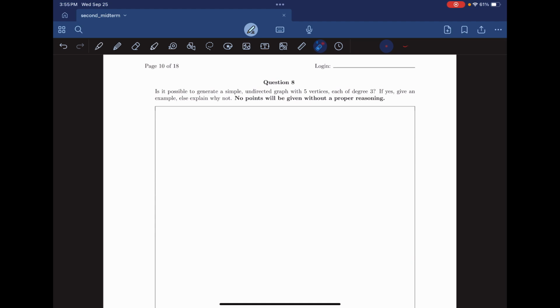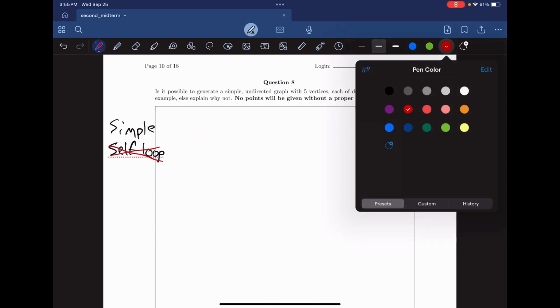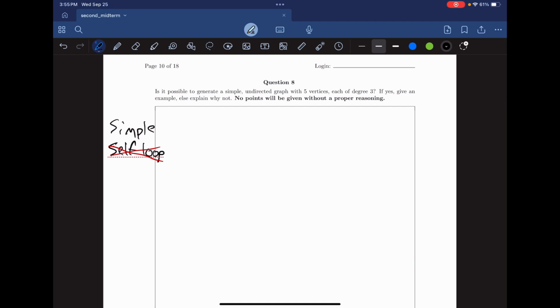Is it possible to generate a simple undirected graph? So a simple graph, remind yourself that for a graph to be simple, it requires two things. It needs to have no self-loops, and it needs to have no parallel edges.